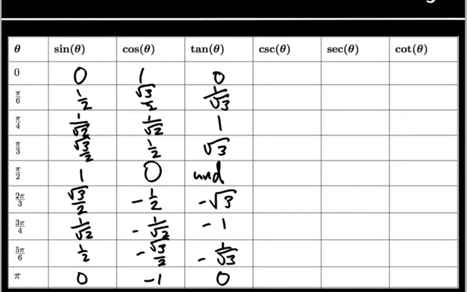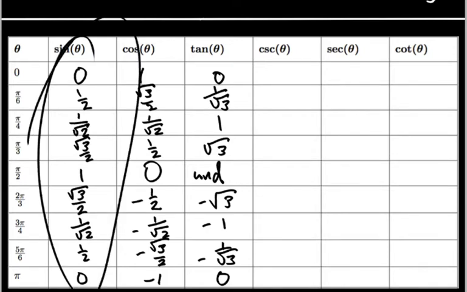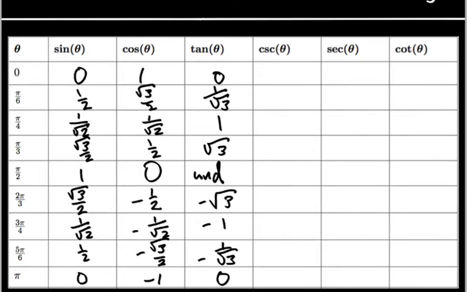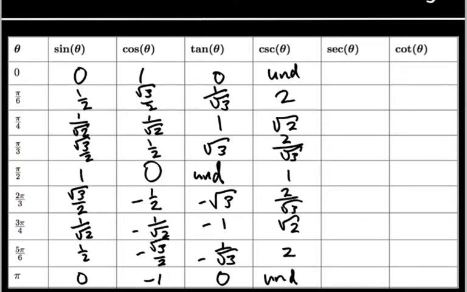So for cosecant, let's just do that column by column. So cosecant, let's take all of these, flip them. If you flip 0, you get undefined. So you can write that down here as well. And then you get 2, then you get square root of 2, and then 2 over square root of 3. 1, 2 over square root of 3, square root of 2, and 2.